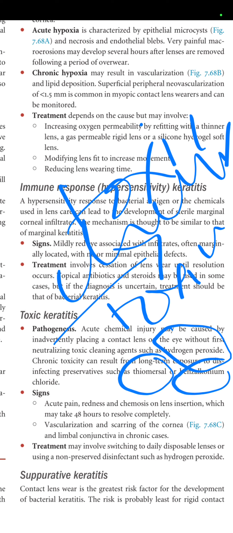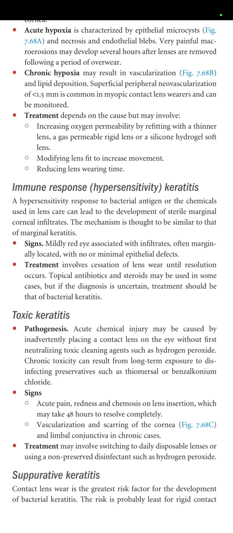Signs are acute pain, redness, and chemosis on lens insertion, which may take 48 hours to resolve completely. Vascularization and scarring of the cornea and limbal conjunctiva. In chronic cases, treatment may involve switching to daily disposable lenses or using a non-preserved disinfectant such as hydrogen peroxide.